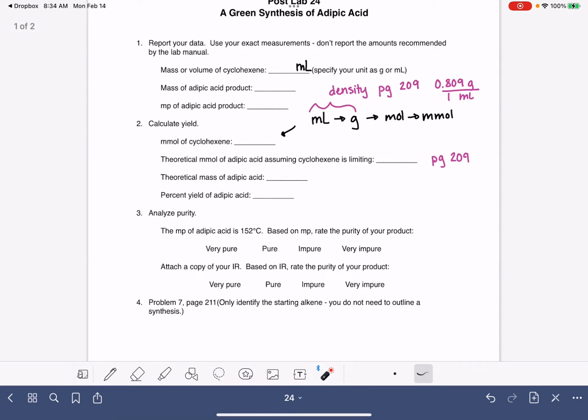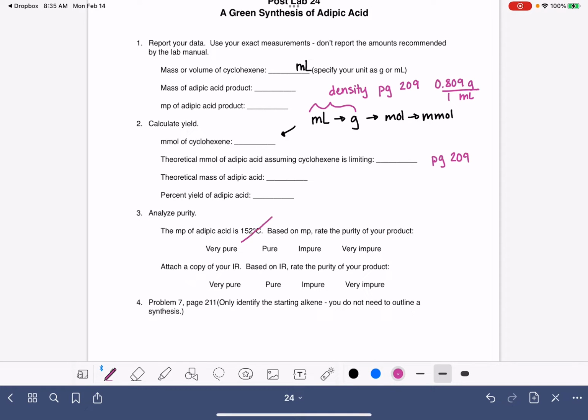In problem 3, you're going to be analyzing your purity based on your melting point and then also based on the IR that you took of your product. And this is more of an art than a science. There isn't really a specific rule that we say, okay, based on this particular melting point, I'm going to call it pure or I'm going to call it impure. You just kind of have to go with your gut.